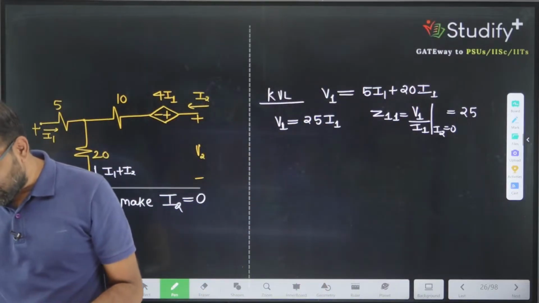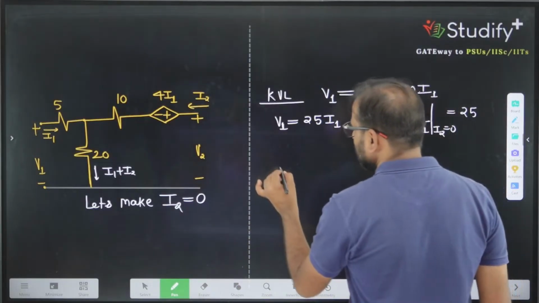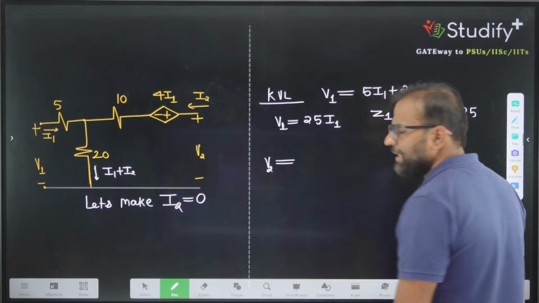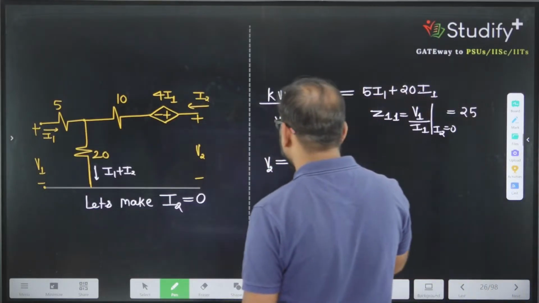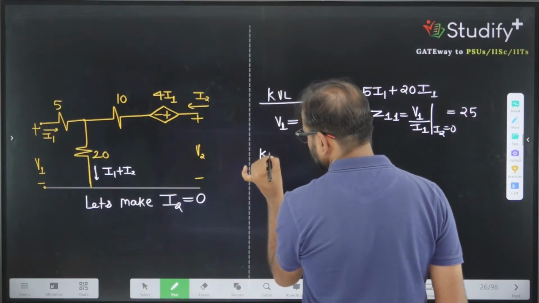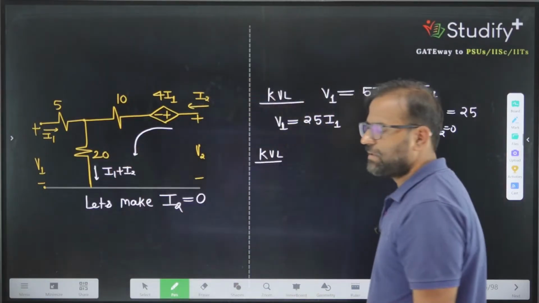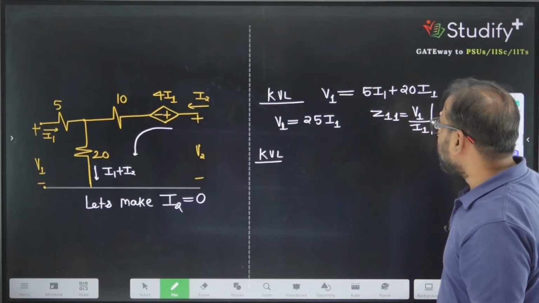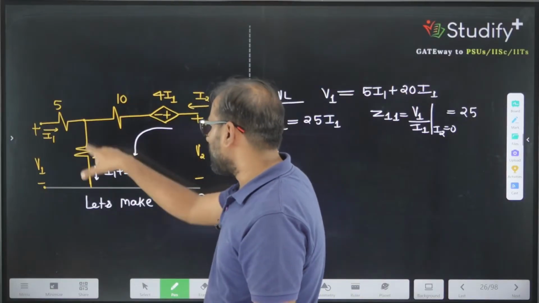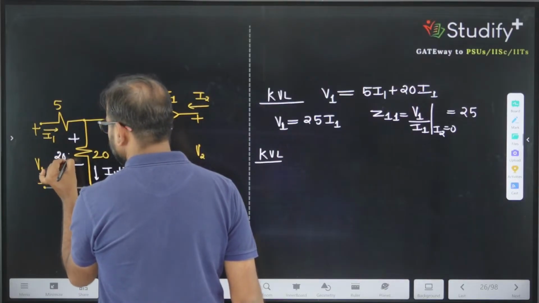So always remember how we calculate it. By making I2 equal to 0, calculate V1 and V2. Now let's calculate V2. We can apply KVL in loop number 2. Where are we applying KVL? Here. If I am making I2 equal to 0, this current is 0. So what is the potential drop at this point? The potential drop at this point is 20 times I1.